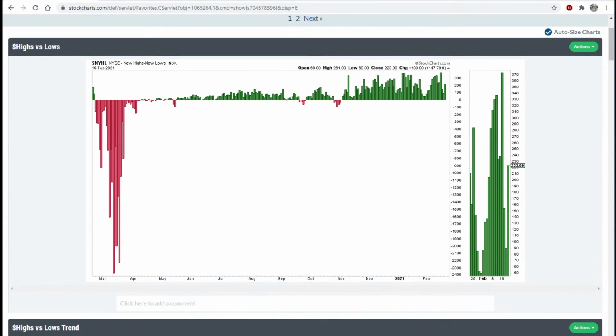Looking at the first one, new highs minus new lows. This indicator basically measures the number of stocks that are making new highs minus the stocks that are making new lows. Pretty much bullish for now. Since the big correction last year in March, we have been seeing a kind of bull market where we have more stocks making new highs than new lows. So this continues pretty much bullish, at least for now.